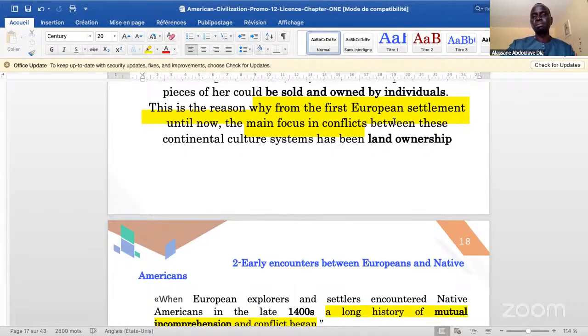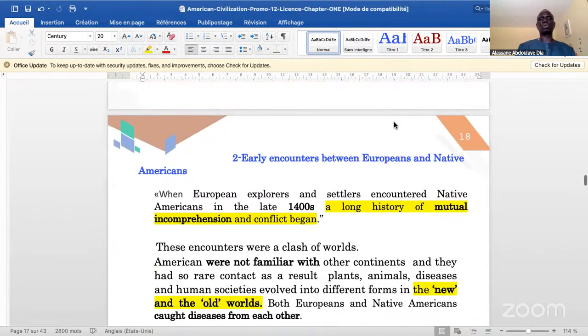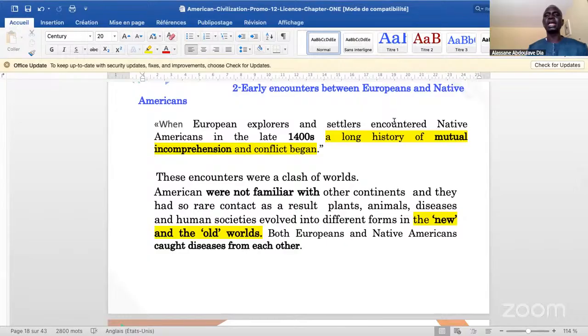Excuse me, the lands. You get me? So that was the big issue. Now I move to early encounters between Europeans and Native Americans. Sorry, class. What are these encounters about? I repeat, early encounters. It means first encounters between Europeans and Native Americans.